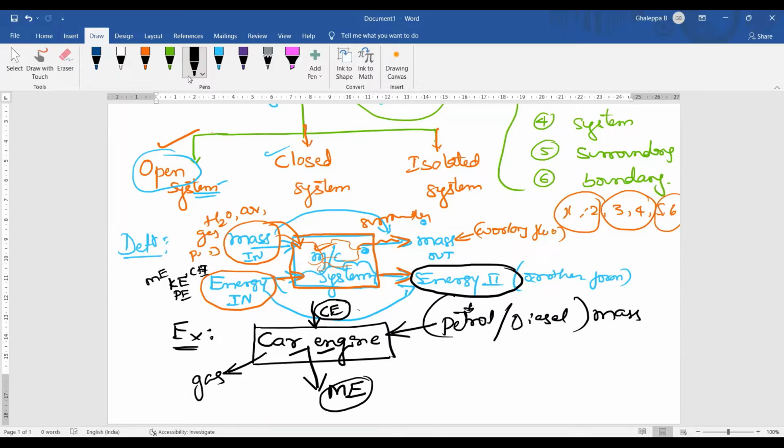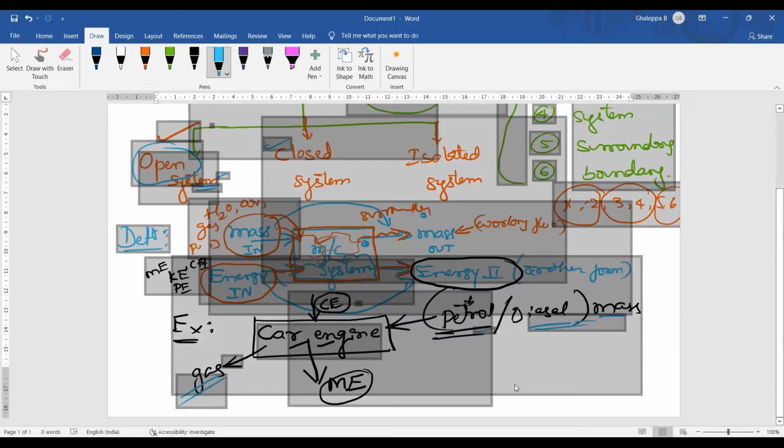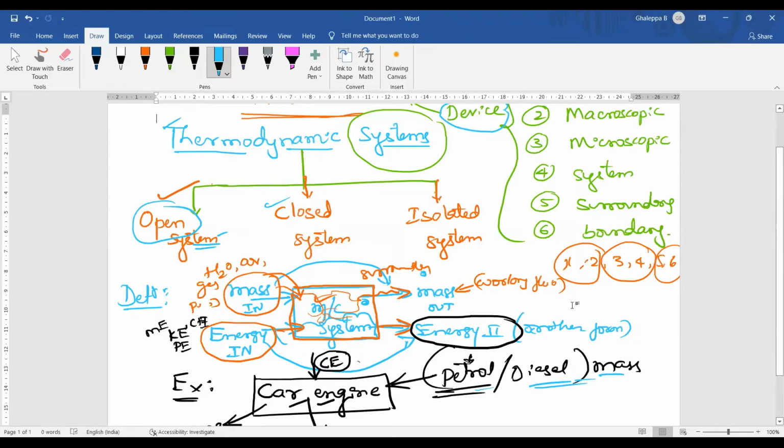There you can see exchange of mass, that is petrol, diesel, everything, and gases are coming out through the silencer. So it is the best example of an open system. Okay, dear students, now one important question I will ask you. Based on that, you tell me whether it is an open system or a closed system.